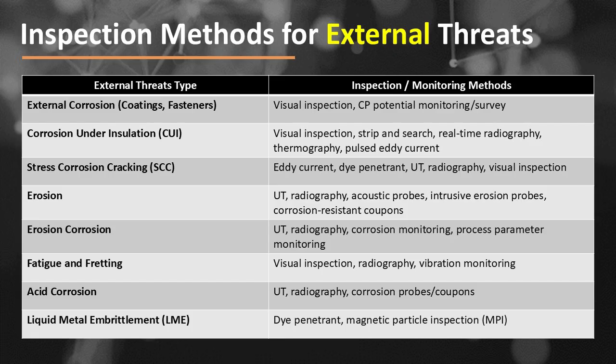If the external threat type is corrosion under insulation or CUI, then the inspection or monitoring methods that can be used are visual inspection, strip and search, real-time radiography, thermography, and pulsed eddy current.